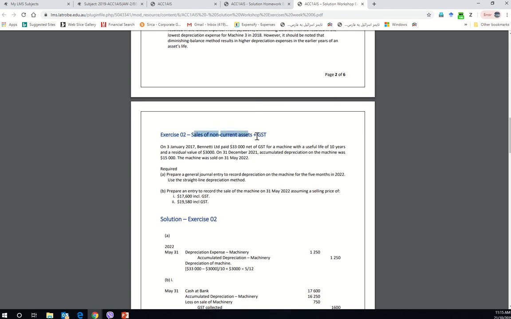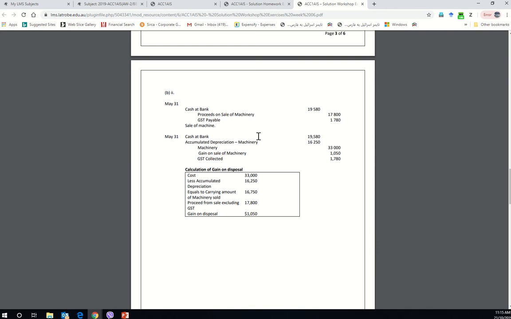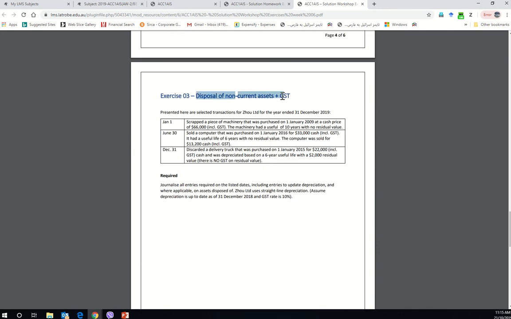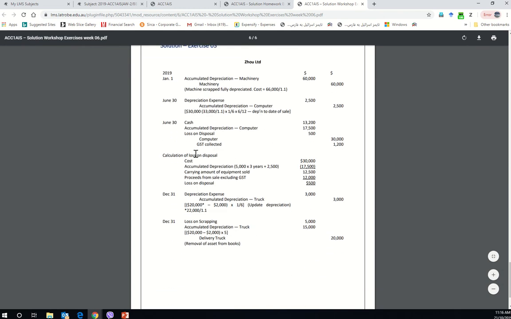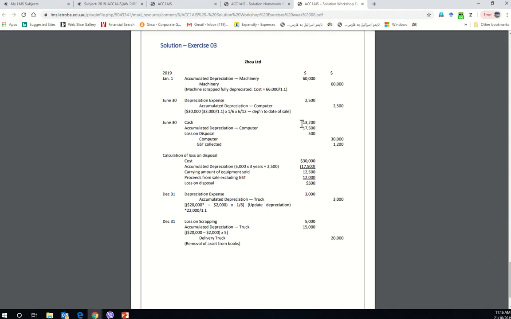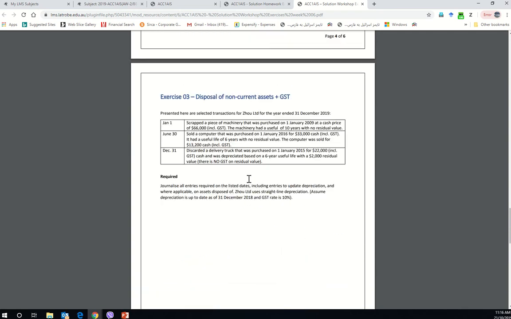So again, we had issues related to sales of the non-current asset, including GST. Again, GST is quite an important issue in this topic. And then we had issues related to disposal of a non-current asset, including GST. And this question was quite important in terms of calculation of GST, and make sure you understand this part of the question. Obviously, it's about cash, the amount of cash which is received includes GST, and then you exclude the GST from the proceeds from the sale, right? So that's why this question is quite important and tricky.